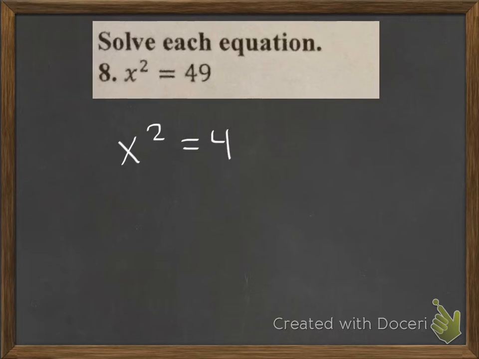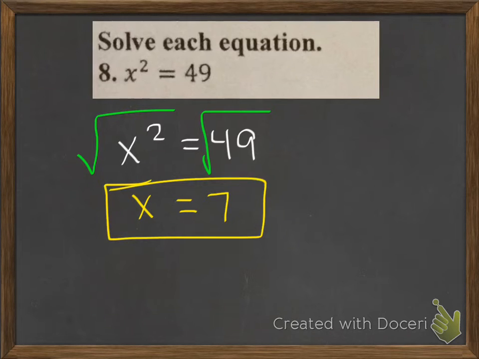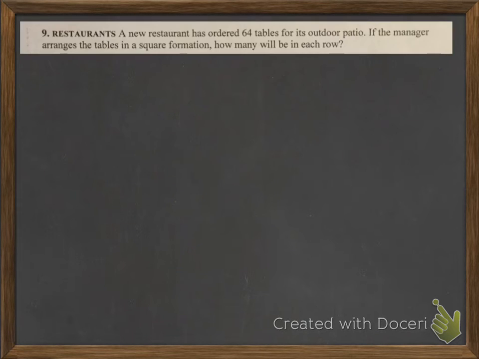All right, solve each equation. So we did a lot of these problems. You want to look at this as x squared equals 49. And remember, in all of the teaching, I said, how do you undo squaring? Because remember, solving equations is all about undoing. So since we need to get x by itself, to undo squaring, you're going to have to square root both sides. So when we square root x squared, we're left with just x. And when we square root 49, we're left with 7. So the answer for this problem is x equals 7.